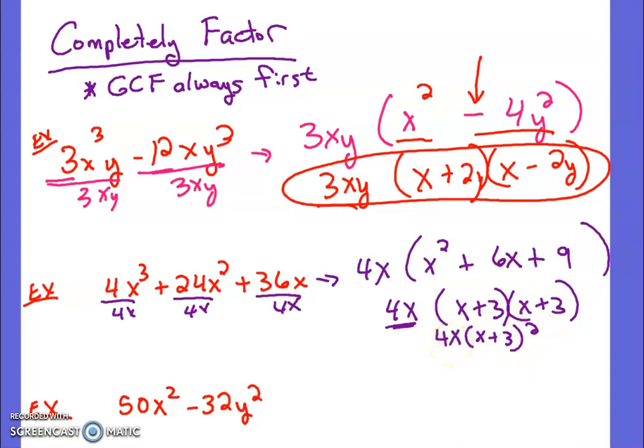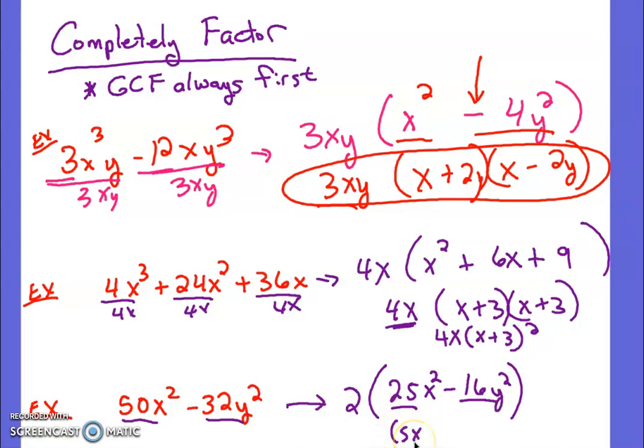And then finally, our last example, the GCF from that would be 2. There's no y in there, just plain 2. So once I factor a 2 out, I'm going to get 25x squared minus 16y squared. And again, I want you to notice, can it be factored more? Well, I notice that's perfect, and that's perfect. So this can be factored to 5x plus 4y and 5x minus 4y.